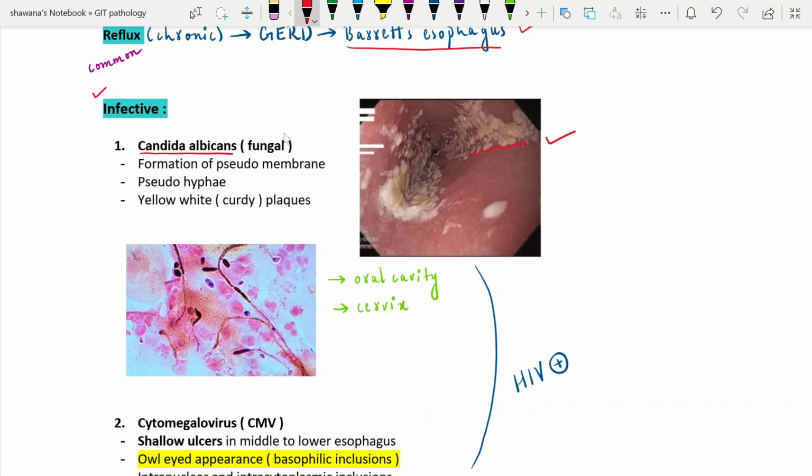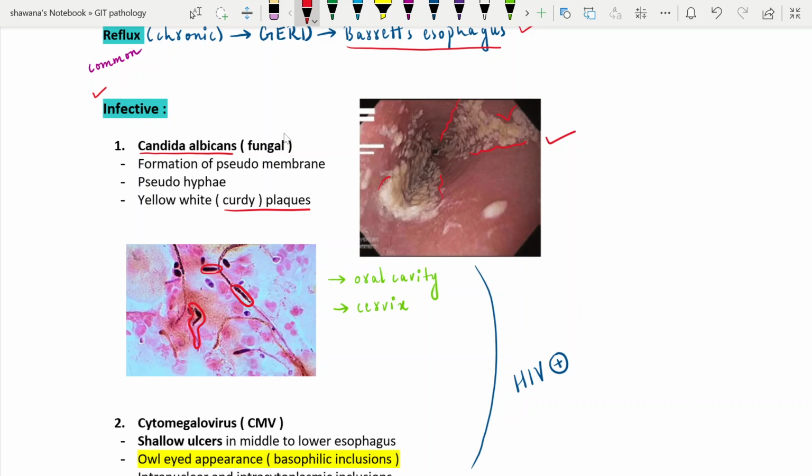We can see a chalky white or curdy white appearance inside the esophagus on endoscopy, with formation of pseudomembranes. Microscopically, we can see the Candida as pseudohyphae. These are the hyphae of Candida albicans. Whenever there is Candida infection, we always see curdy, yellowish-white plaques, either in the oral cavity or in the cervix.